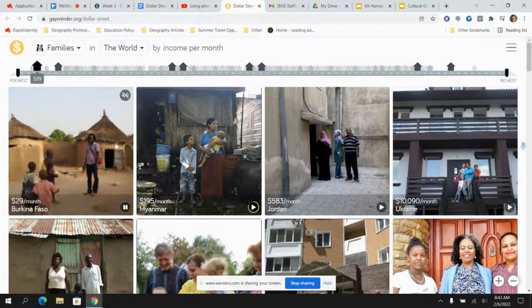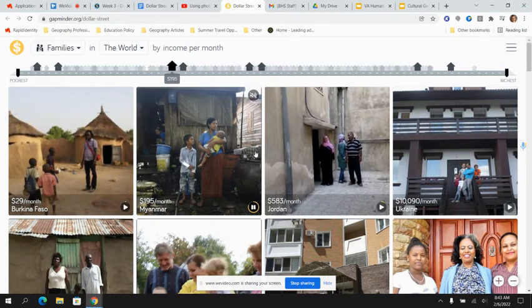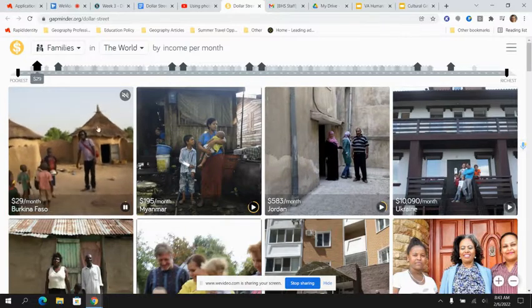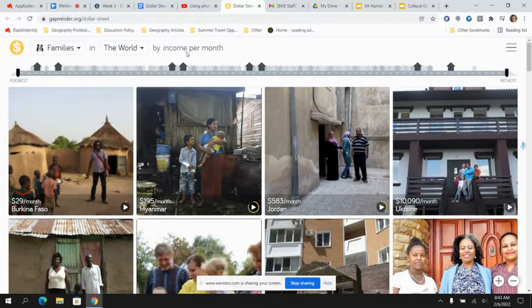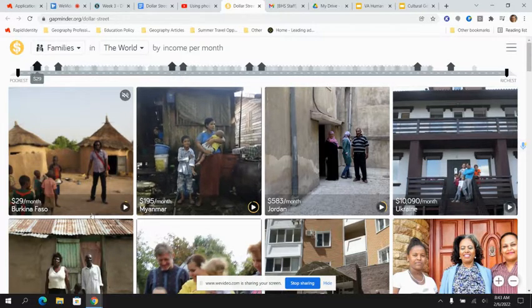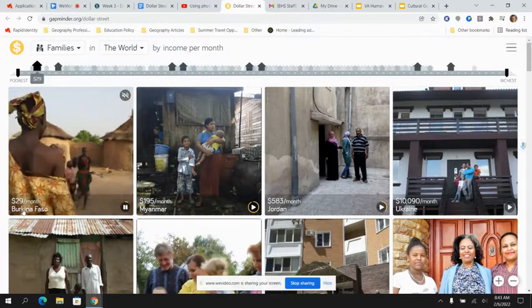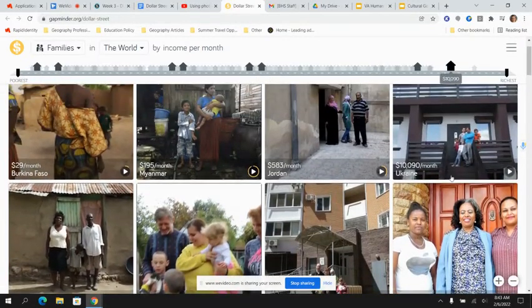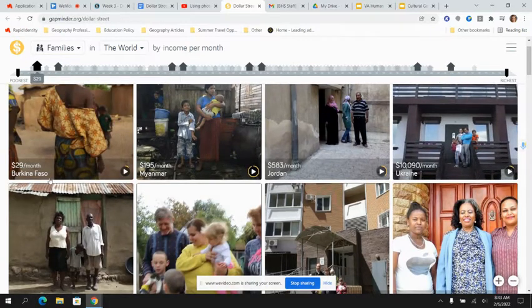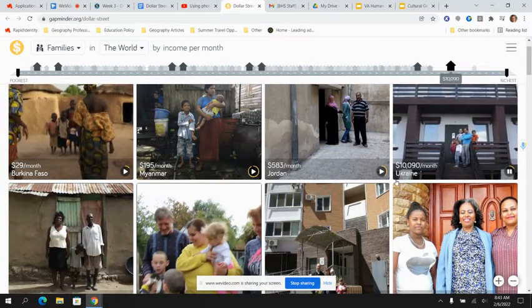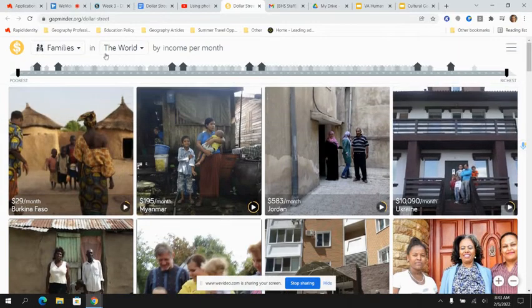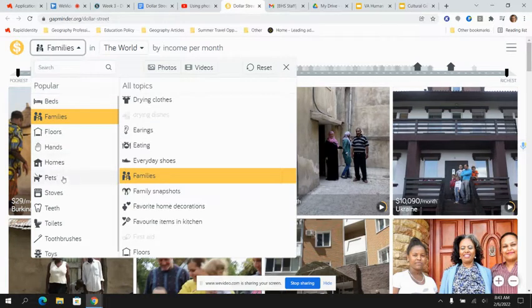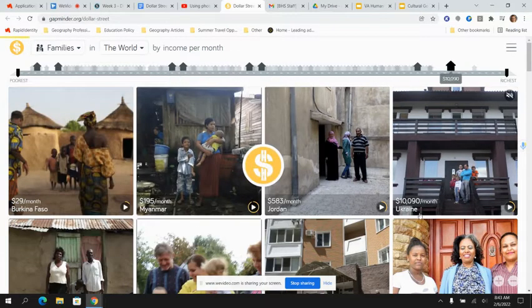And you can change what you're taking a look at. So right now we're taking a look at families around the world by income per month. So this is the amount of income this family takes in per month. So over here on the poorer side, we have $29 a month, all the way up to $10,000 a month. And so the first thing we need to know is that we can change what we want to take a look at. So instead of taking a look at families, I could take a look at all the people's beds.